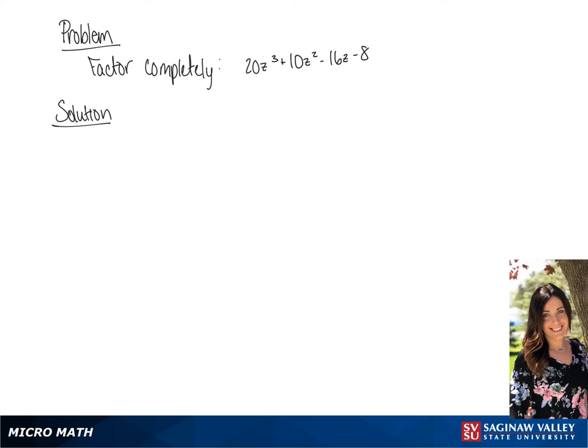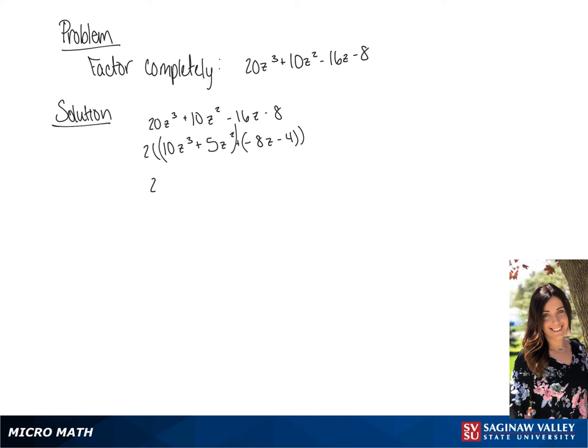We are going to factor 20z cubed plus 10z squared minus 16z minus 8. Now the first thing we're going to do is pull a 2 out, giving us 2 times 10z cubed plus 5z squared minus 8z minus 4. Now we're going to further group this into two terms.